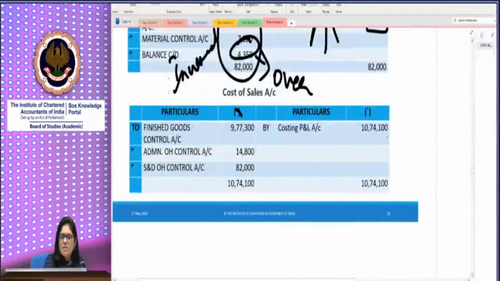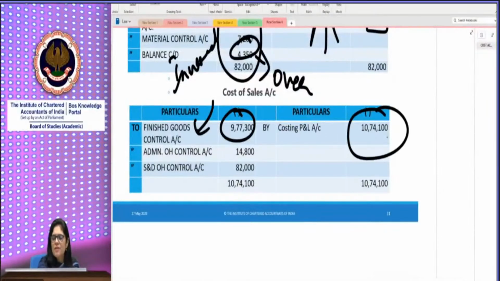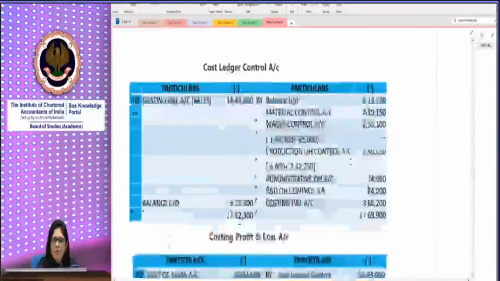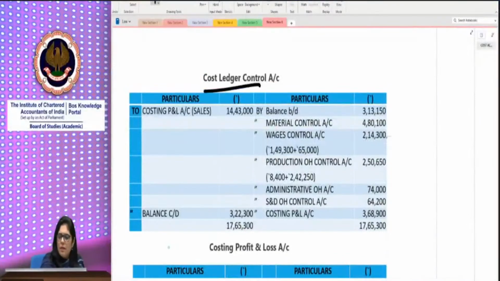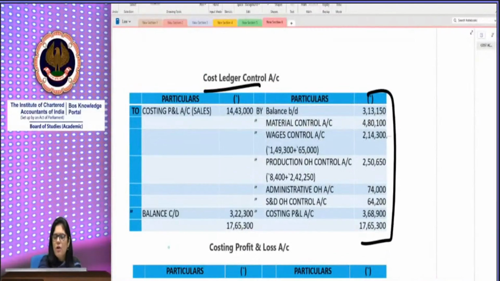Cost of sales, so this is transferred from the finished goods. And this is transferring, cost of sales transferring to costing profit or loss account. Here you can see cost of sales will ultimately go to costing profit or loss account. So this is cost ledger control account. It will always have a credit balance. See, it will always be credited.